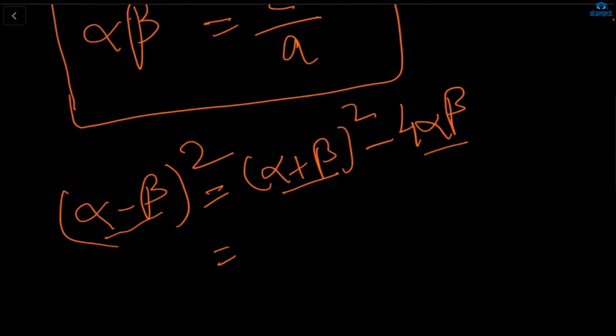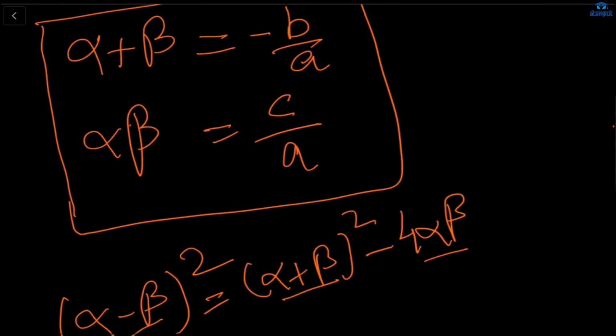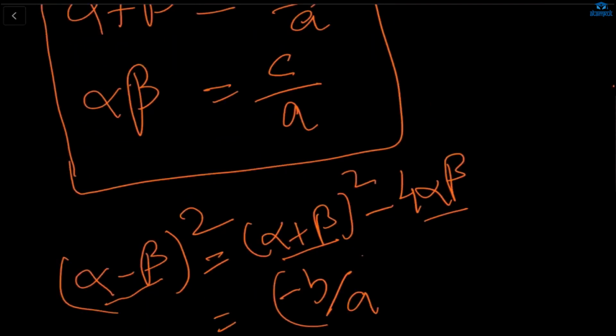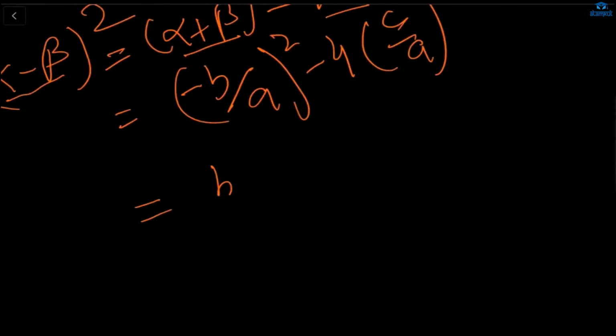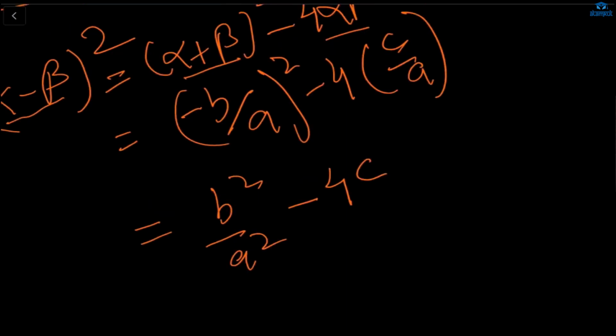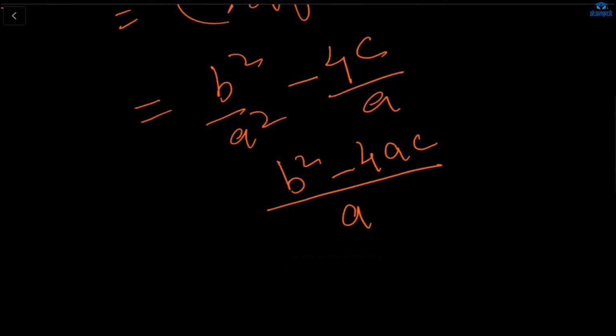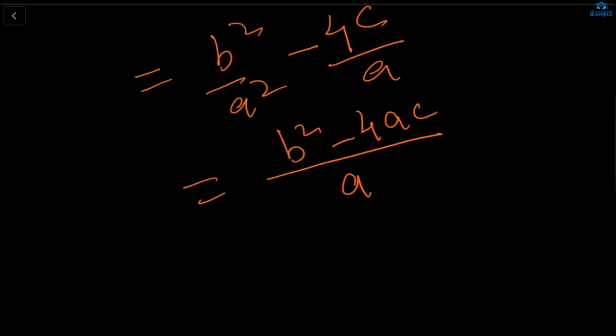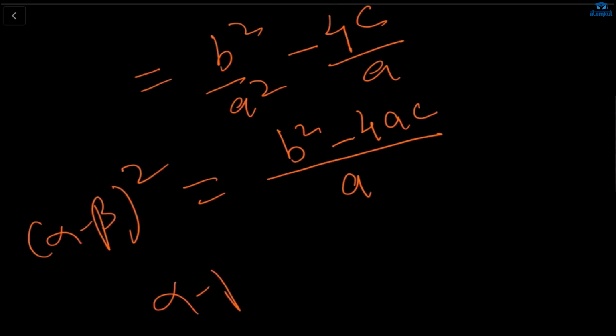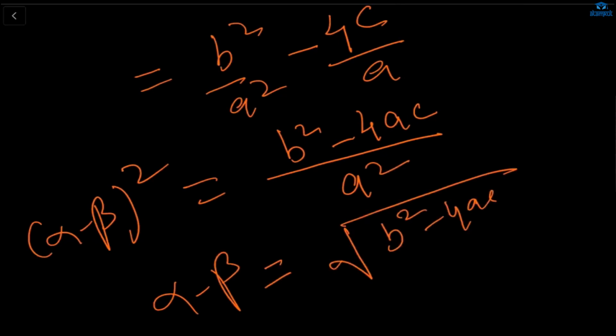So now, what is alpha plus beta? It is minus b by a whole square minus 4 c by a. Okay, now it will be b square by a square minus 4 c by a. Okay, now if you take the LCM, it will be b square minus 4 ac upon a square. Now since you are finding out the value of alpha minus beta whole square, the alpha minus beta value will be root b square minus 4 ac upon a square.